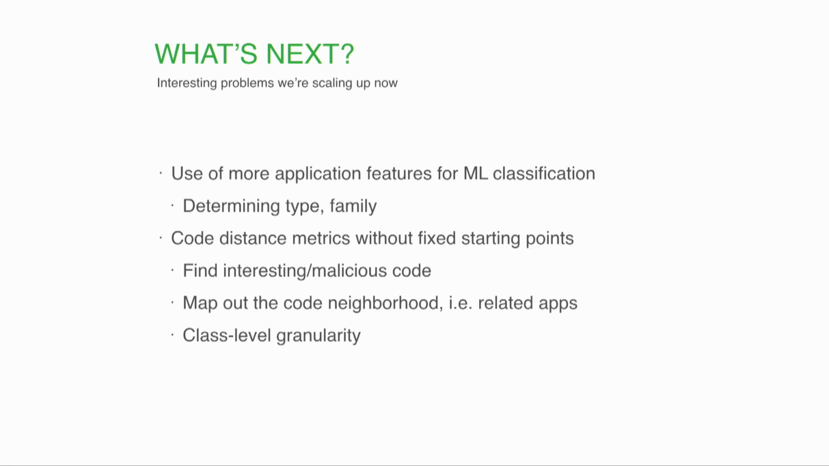And what we're doing next is trying to get more application features in for classification, especially getting type and family done automatically. We also want to do code distance metrics without fixed starting points. So rather than needing those indicators, we have a system where we can take any application and look at its neighborhood of applications, like LinkedIn style, see what it's close to, and catch things that way. And we can do this at the per class level, not just for the entire binary.